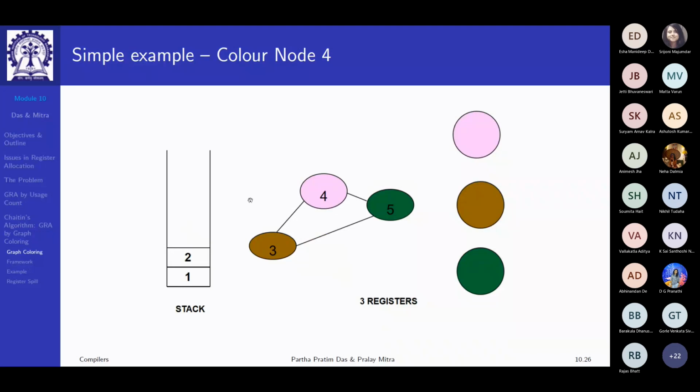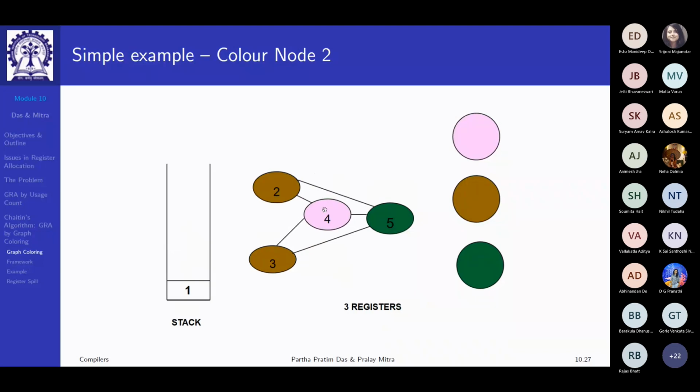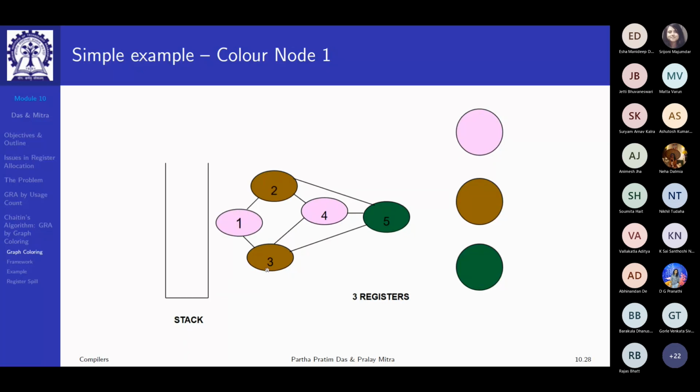Then I pop 2, which is connected to 4 and 5. So I need to give a color different from purple and green, so I reuse the color brown. And finally, I pop 1, which is connected to 2 and 3. I give it the color purple. I could have given it the color green also, so the solution necessarily is not unique. So now I have a 3 coloring of this graph.